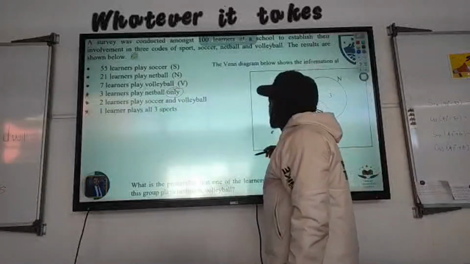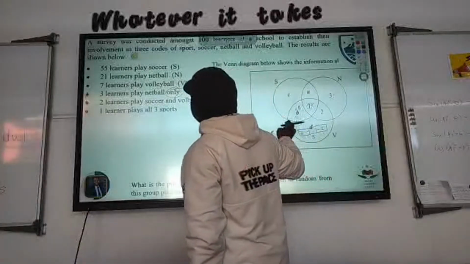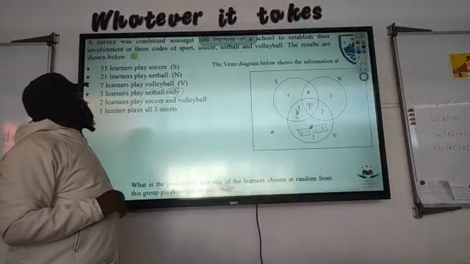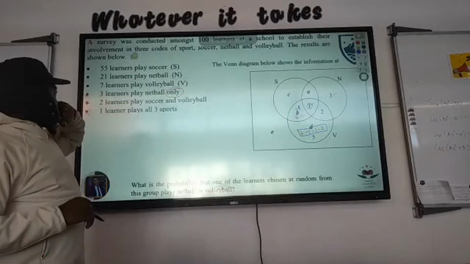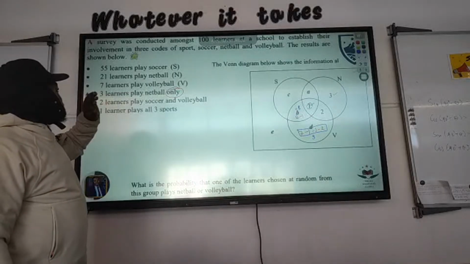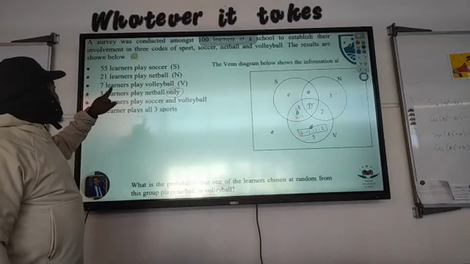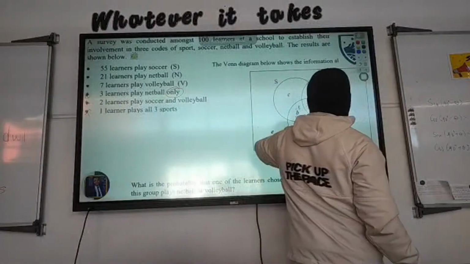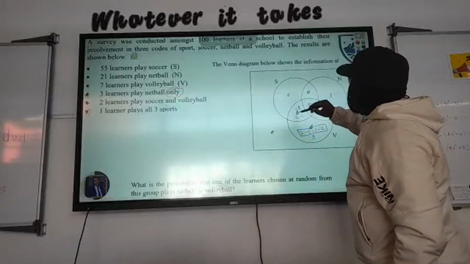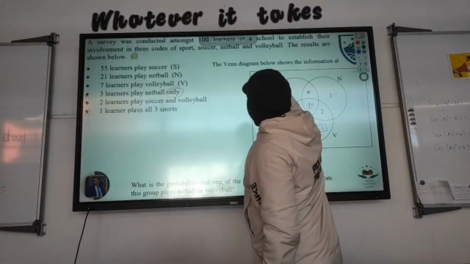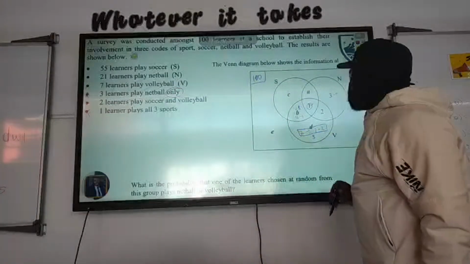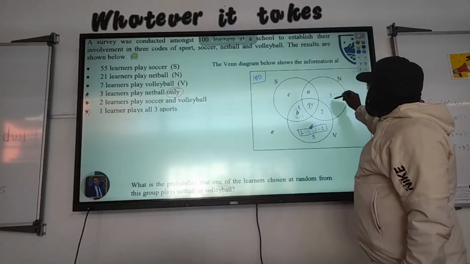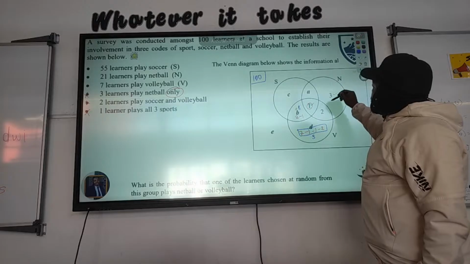Please do understand, we were supposed to put 7 here only if they said "only," but they didn't say only, they just said 7 learners play volleyball. And then we have 21 learners that play netball. Remember that we have 100 learners, and we must have 21 learners playing netball on this side.